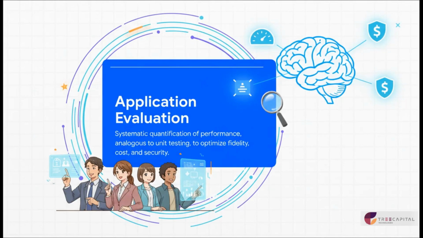It's a systematic way to teach the AI your unique business. And how do you know if it's actually working well? Through something called application evaluation. Honestly, just think of this as unit testing, but for AI. It's a super critical process that gives you hard data, objective numbers, to measure and optimize everything from accuracy to cost and security. It turns the guesswork into, is this good enough, into a real science.